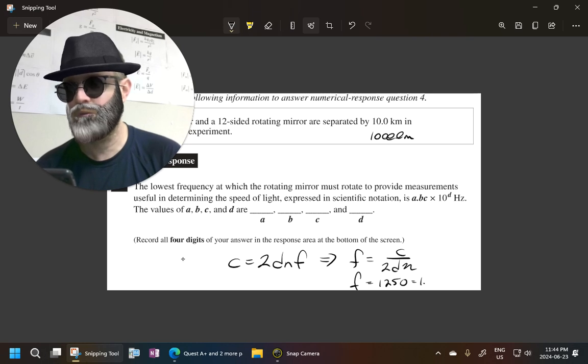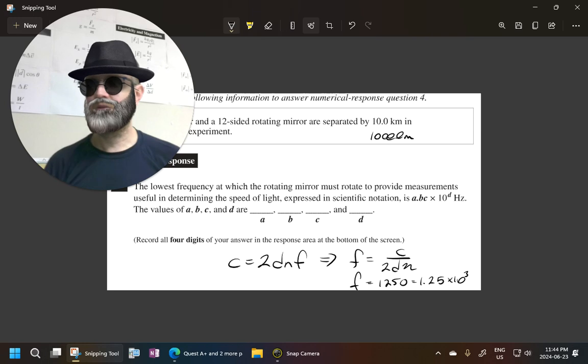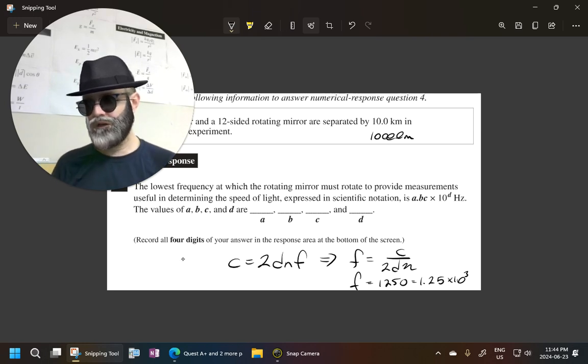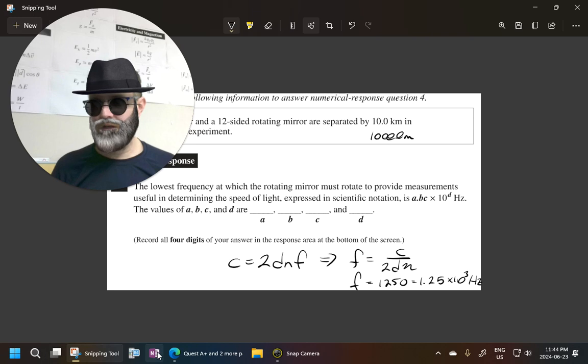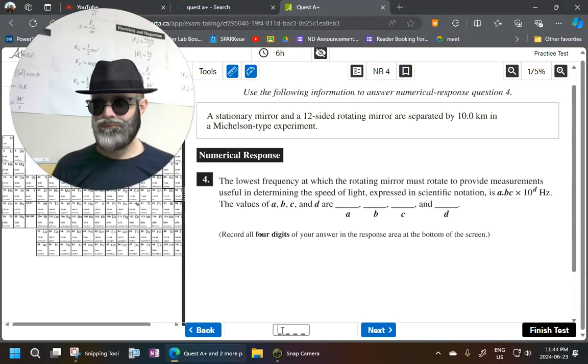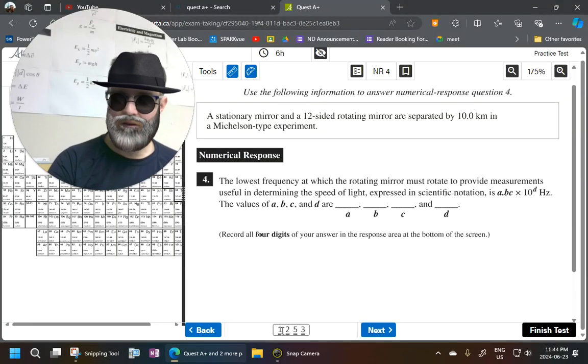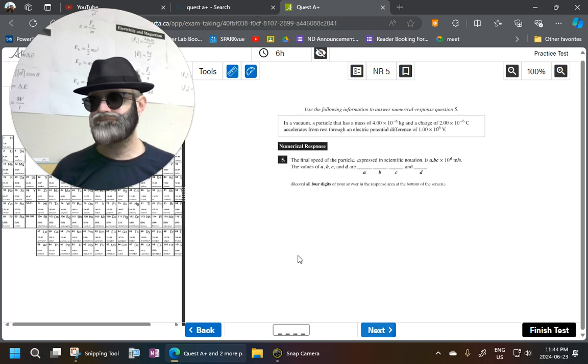So I get 1,250, or 1.25 times 10 to the 3. So 1253 hertz. Okay, 1253. There we go.